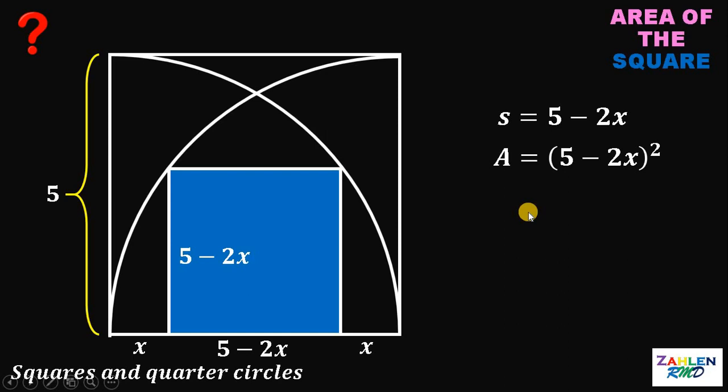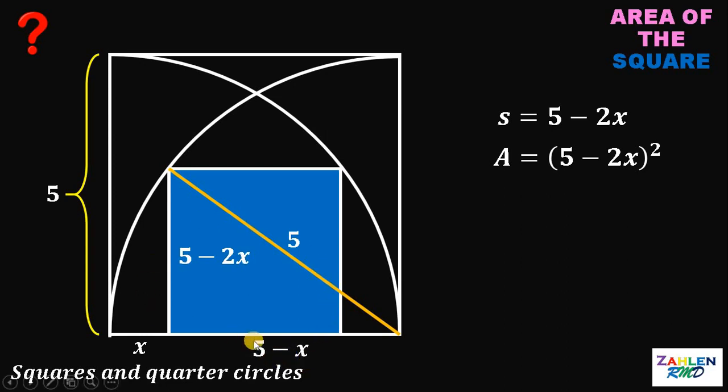To solve for the value of x, let's insert one segment. From the corner of this large square, let's connect this to the corner of this small square like this. Now we have a right triangle right here, wherein its hypotenuse must be equal to 5 units. The reason is it is also the radius of this quarter circle, and it must be the length of the side of this square. Now, we have one leg which is equal to 5 minus 2x, and the other leg must be equal to 5 minus 2x plus x, or simply 5 minus x.